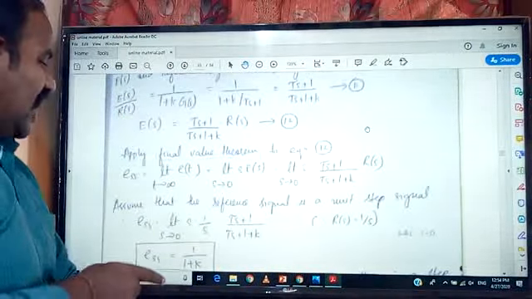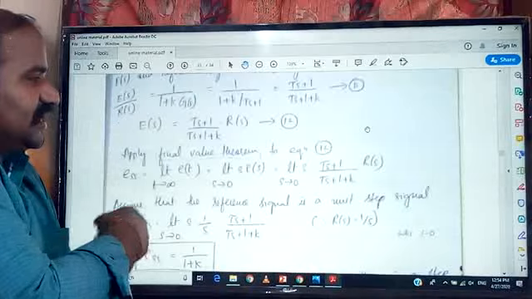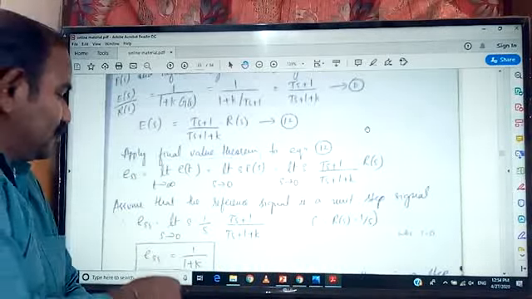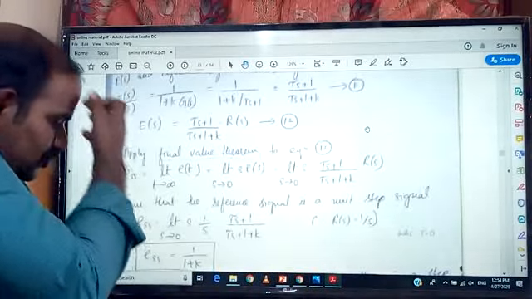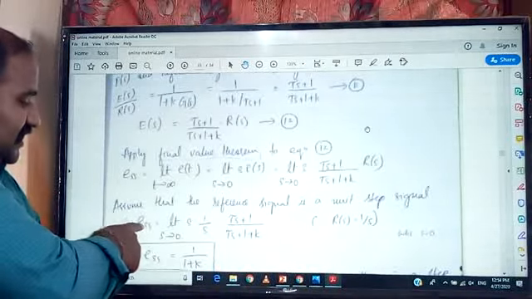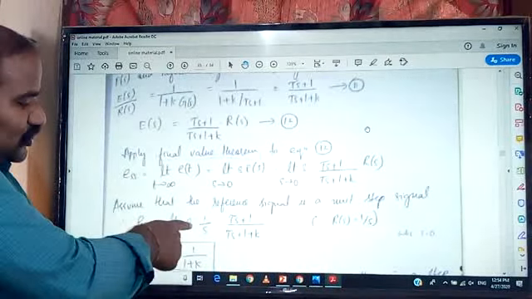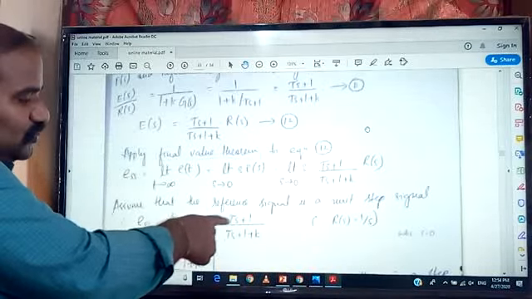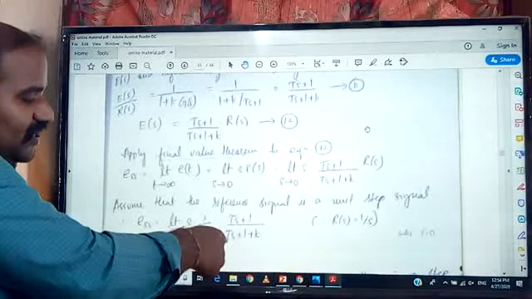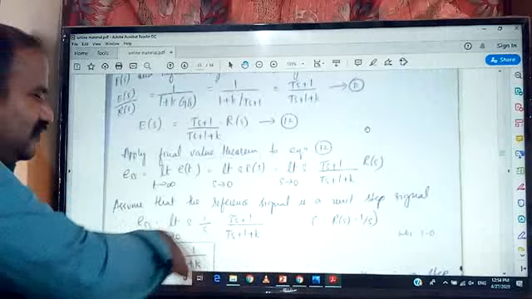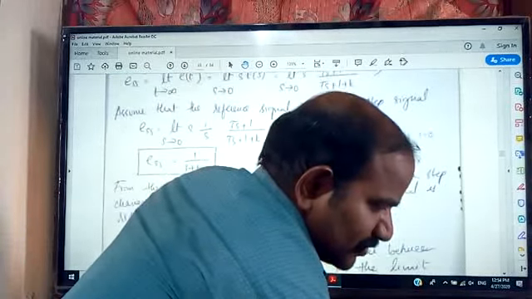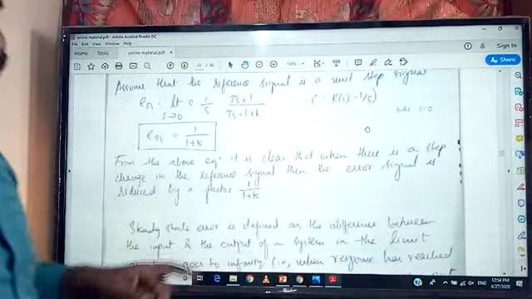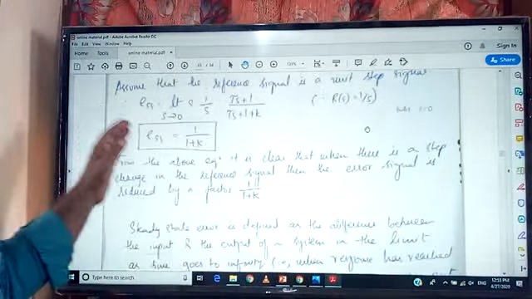The Laplace transformation of the unit step signal is nothing but 1 by s. So the total equation is ESS equals the limit s tends to 0 of s into 1 by s into (tau s plus 1) by (tau s plus 1 plus k). After doing all the mathematical calculation, you will come across the ESS, which is the steady state error.